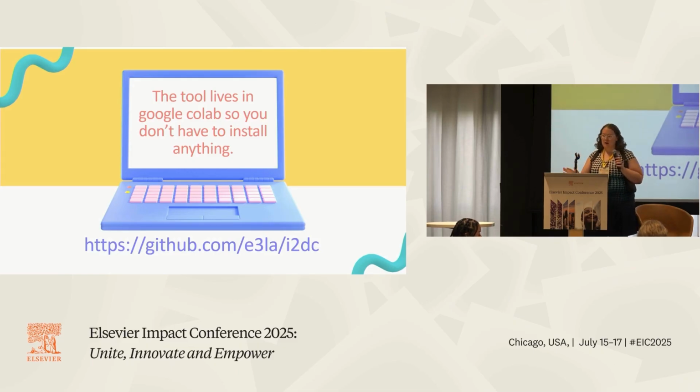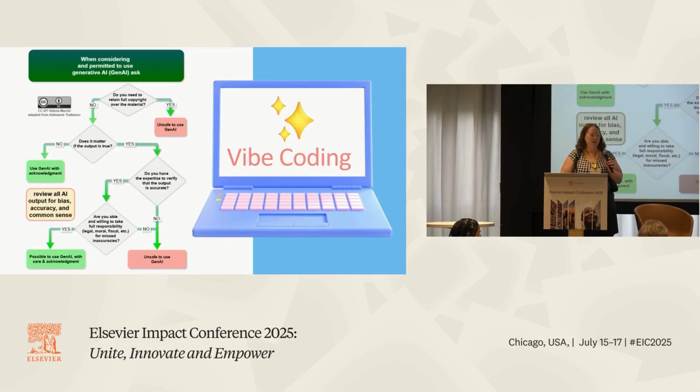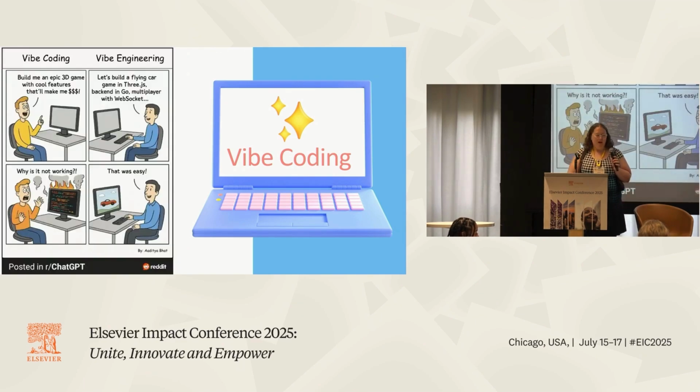github.com/E3LA/I2DC. This is my GitHub. I put a bunch of tools in here. I didn't make the tools exactly. So vibe coding is when you ask a robot to make you software. Should you do it? I'm not here to talk about that. So one of the big differences is vibe coding versus vibe engineering. Do you know anything about the tools you're trying to put together, or do you just want the robot to do stuff? I'm happy to tell you what my workflow was, but you also don't have to worry about it.